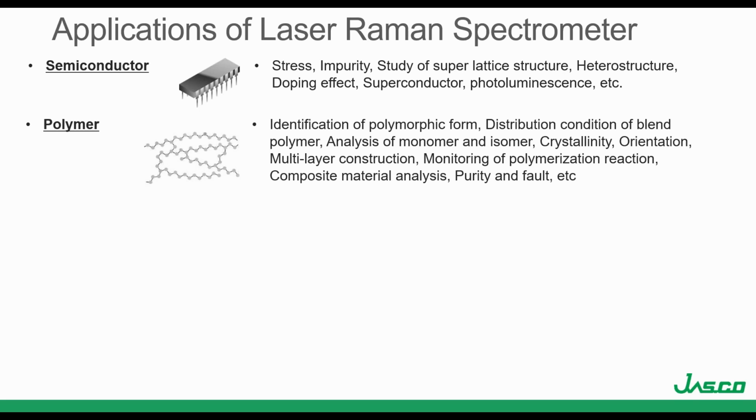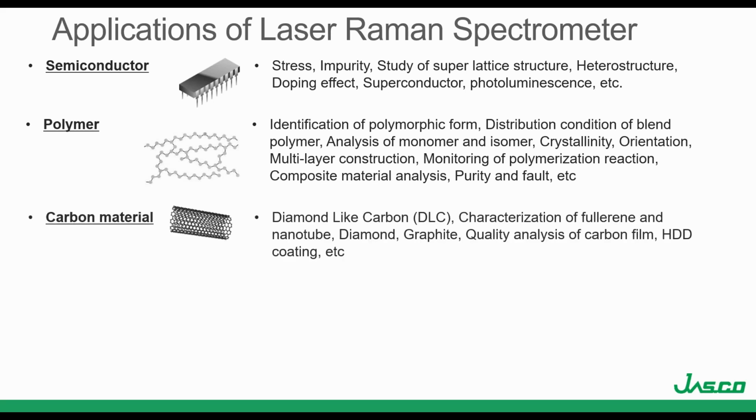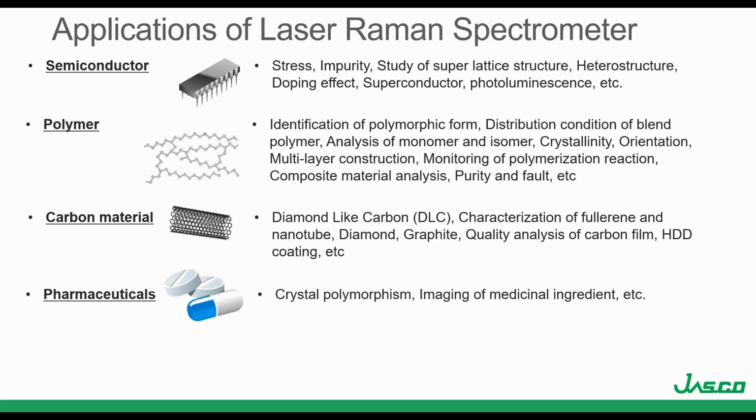Also, the polymer is a very common application. Similar to IR, polymer materials are very sensitive to any shift in the vibration due to the laser light, and it's a very common application. Another very common application is the carbon material. They have a very nice Raman signal, so as a consequence, it's very easy to measure diamond, graphite, graphene, diamond-like carbon in Raman spectrometers.